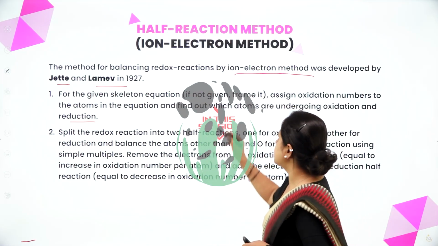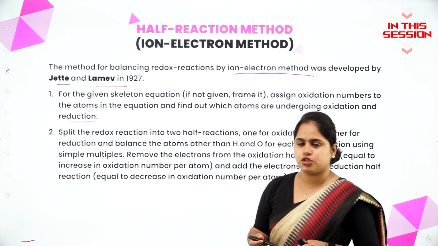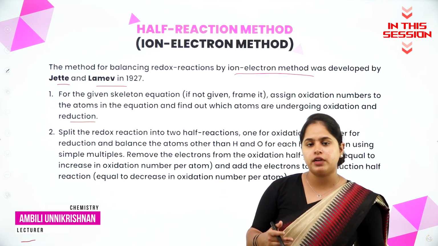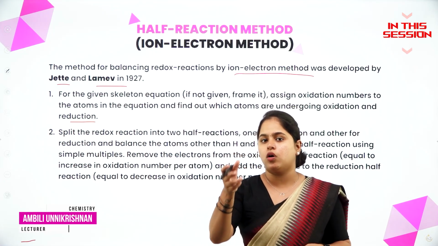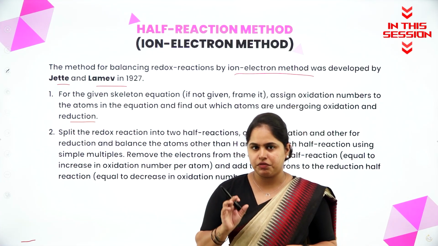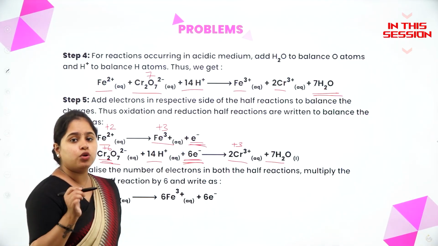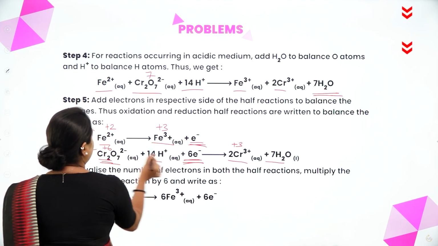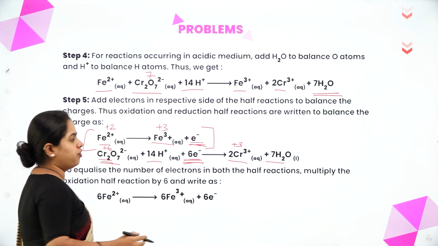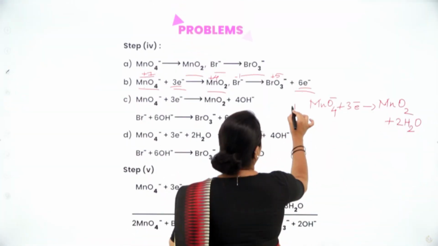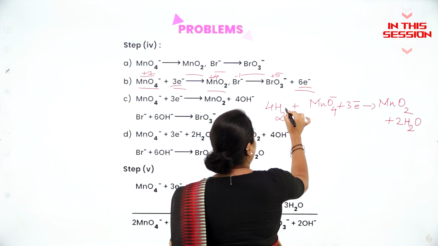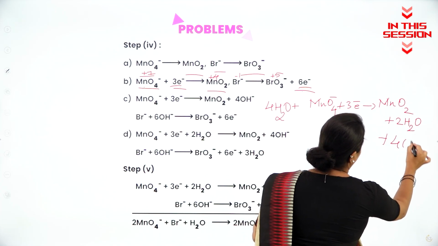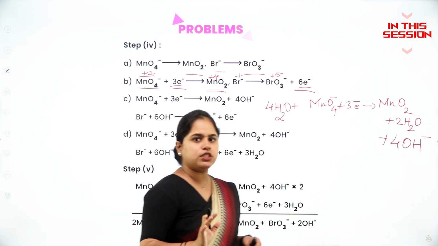The method itself says it is the half reaction method or ion electron method, right? So in the next step, we are going to split it into two different reactions. That means one will be the oxidation half reaction and the other will be the reduction half reaction, right? Now, to balance the number of electrons in the oxidation and reduction half reactions, you have to multiply the oxidation half reaction by 6. So I'm going to add 4H2O here. Again, to balance this 4H2O, I am going to add the exact number of OH minus on this side. So this is the way in which we have to balance this.